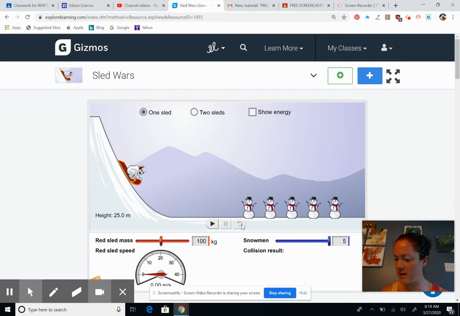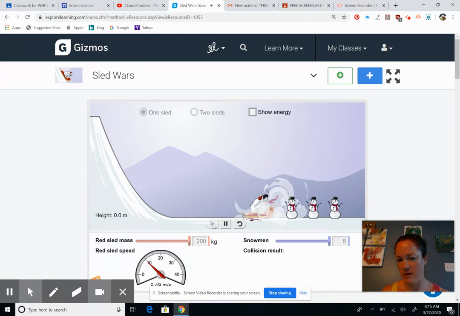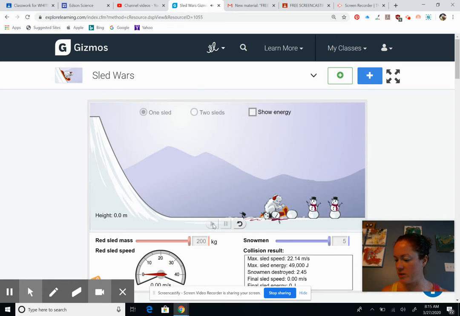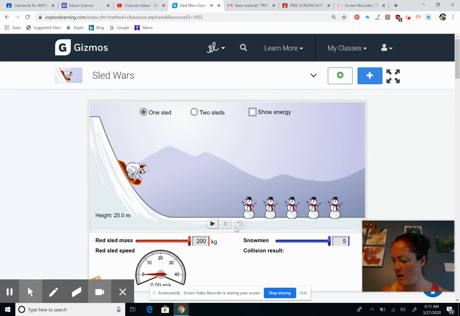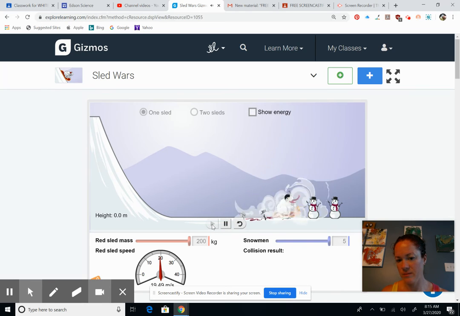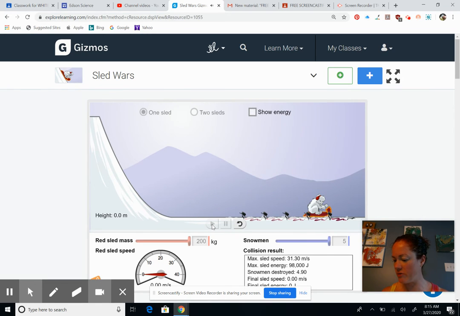Set the red sled mass to 200 kilograms. Click play. And this time it destroys 2.5. Then we're going to reset it and drag the sled to the top of the hill, and click play. So now it destroys all 5 snowmen.